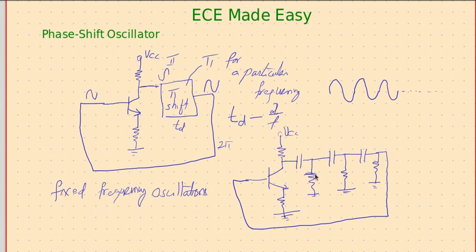And that's the logic of how oscillation can be produced using this loop and RC circuit, each one giving a delay of 60 degrees. So a total of three networks make a delay of 180 degrees, and the transistor will make another delay of 180. So that makes a total of 360 degrees delay. And that's a simple explanation of how an RC phase shift oscillator works.